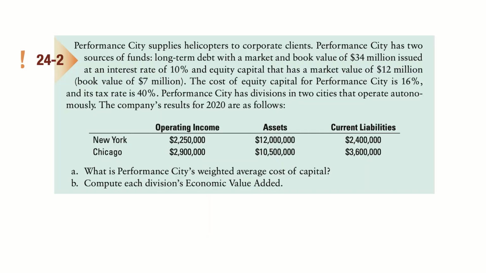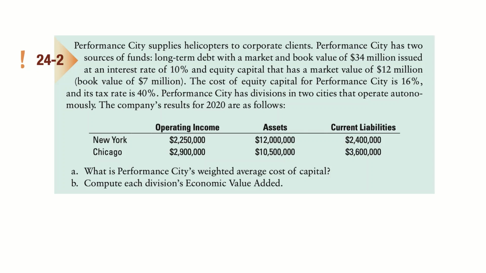When we look at the second question of our presentation, we see that the problem progresses in two stages. Let's read and understand the question first. Performance City supplies helicopters to corporate clients. Performance City has two sources of funds. Long-term debt with a market and book value of $34 million issued at an interest rate of 10%, and equity capital that has a market value of $12 million. The cost of equity capital for Performance City is 16% and its tax rate is 40%.